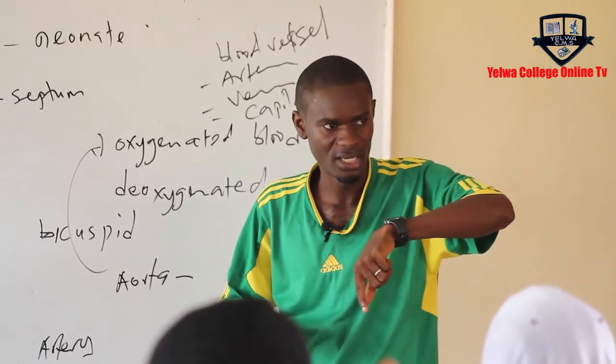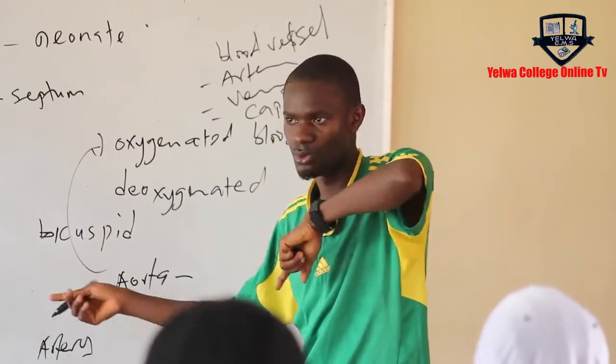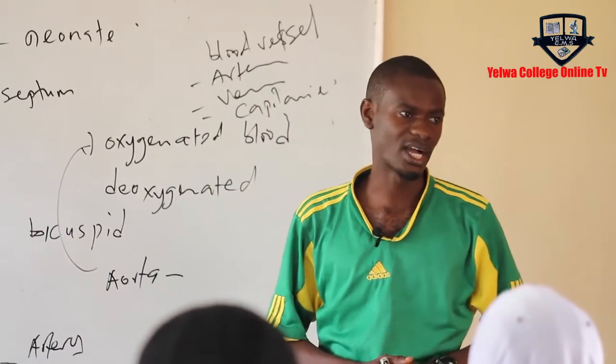Vena means vein, artery means away from the heart. It means if you're taking blood from the heart to the what? To the kidney. Is that clear now?